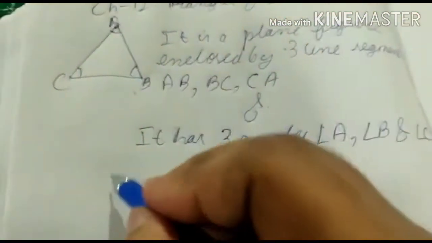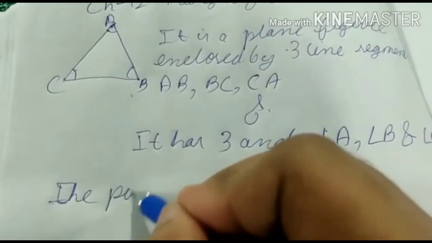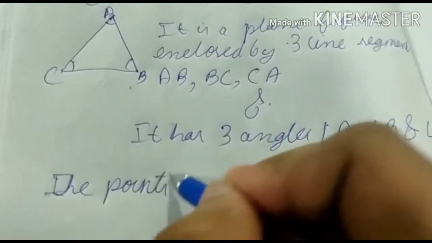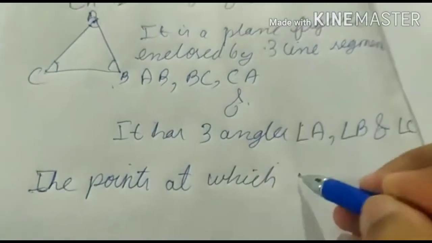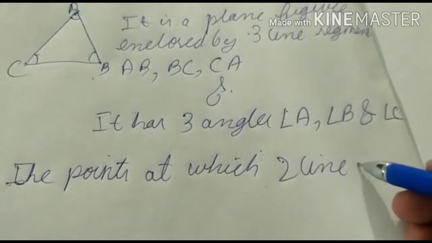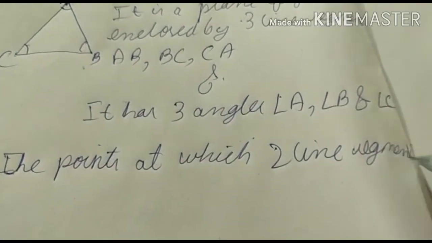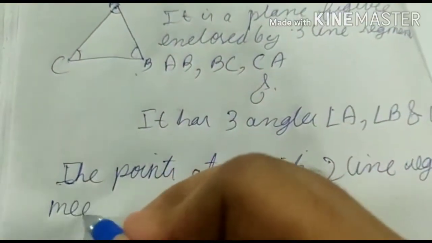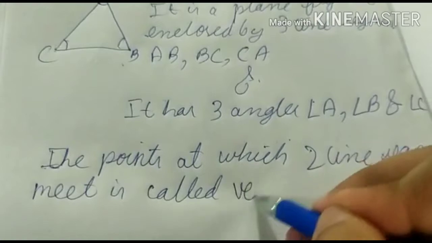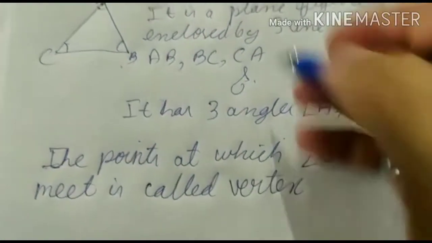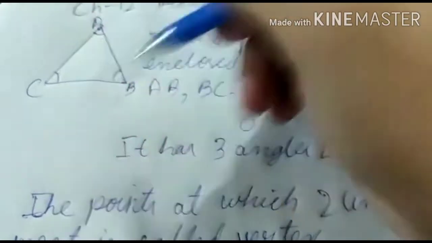The points at which two line segments meet is called a vertex. A vertex is the corner of the figure.